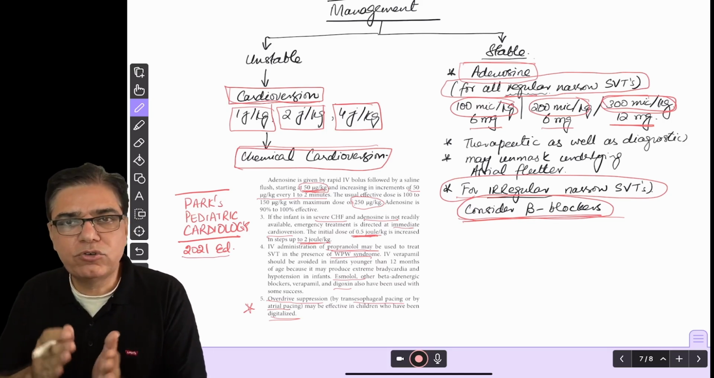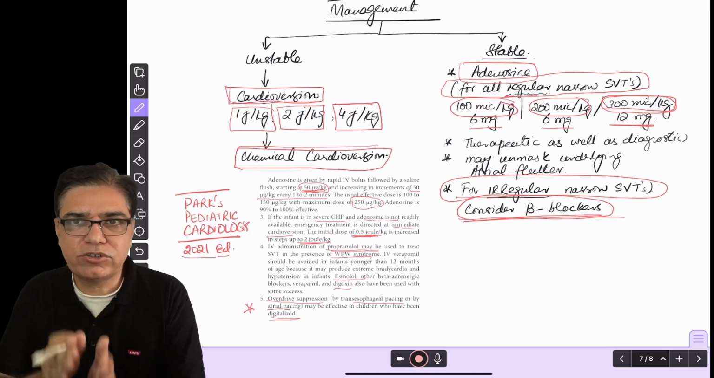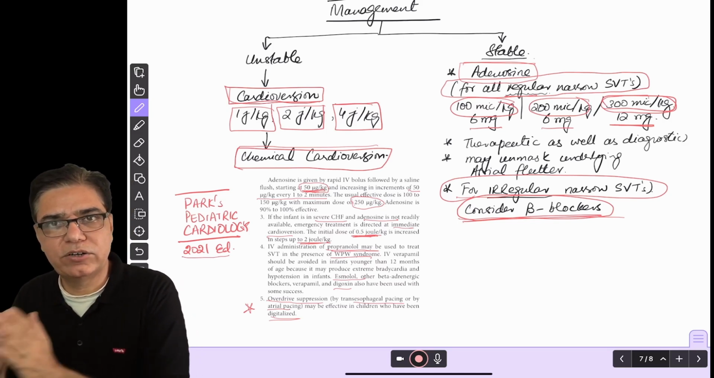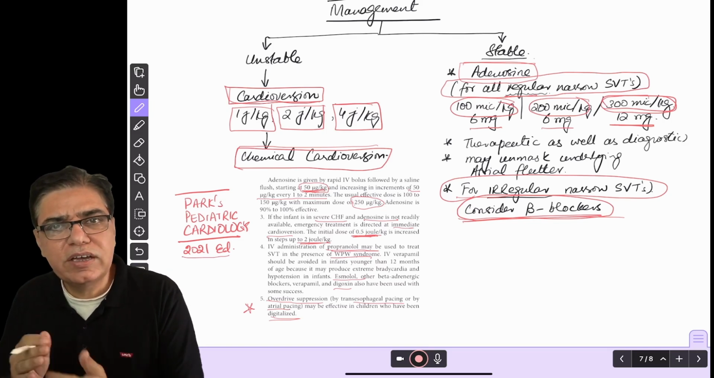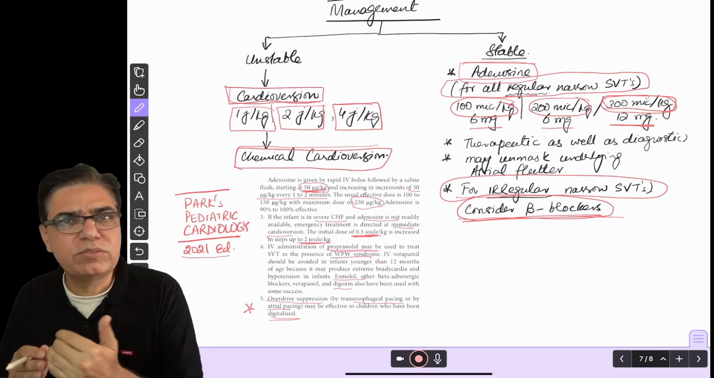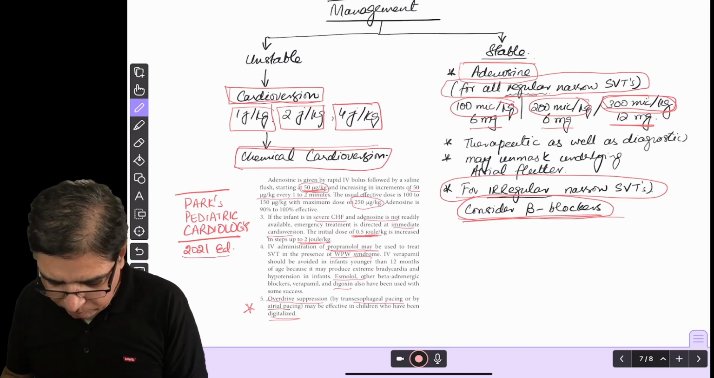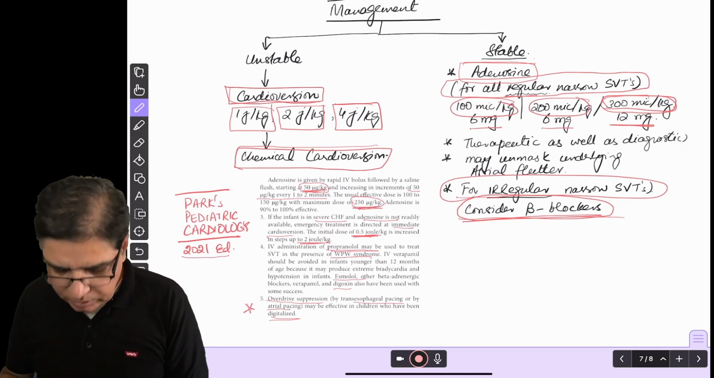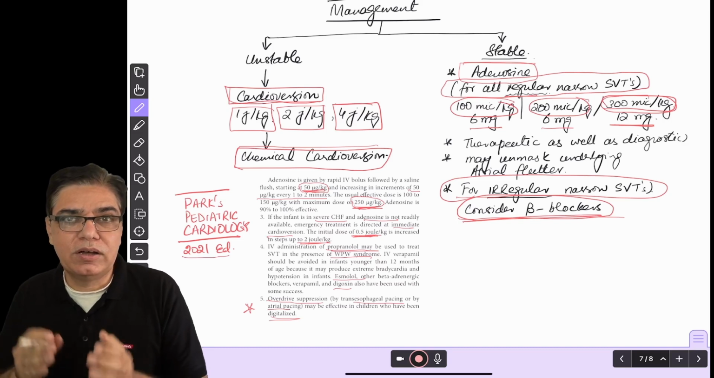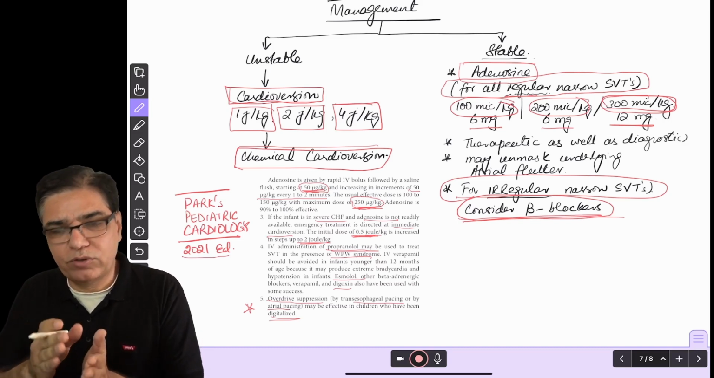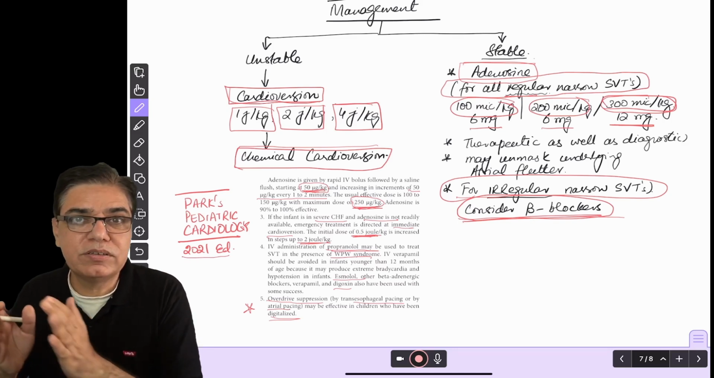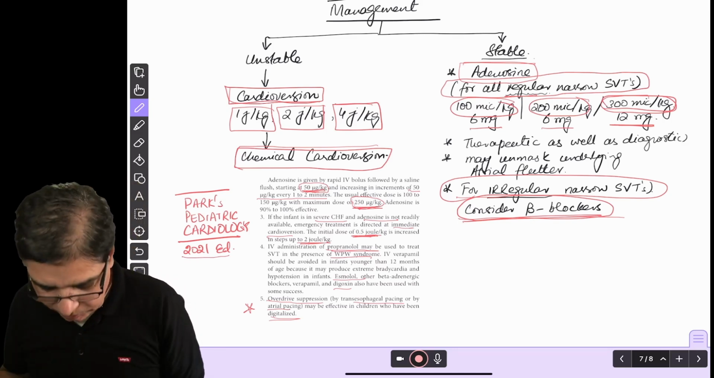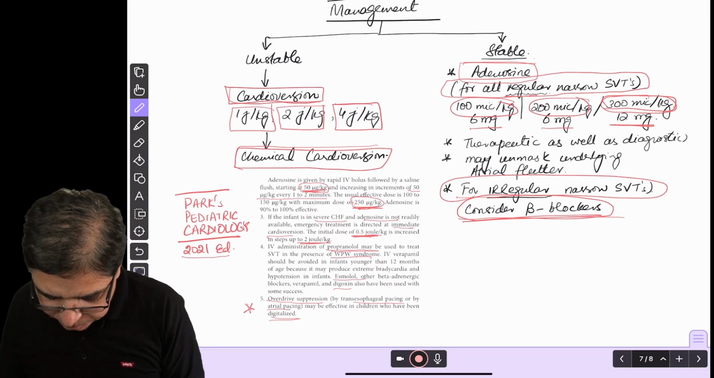So there's no limit. In APLS, it says first 100, second 200, third 300, so only 3 sets of doses can be given. Here you can increase from 50 to a maximum of 250 microgram per kg, in an incremental increase till the rhythm is converted back to normal. So this is what Park's Pediatric Cardiology recommends.